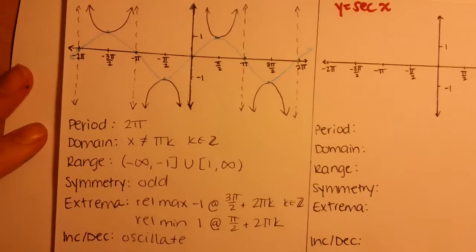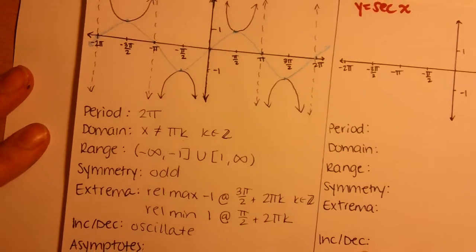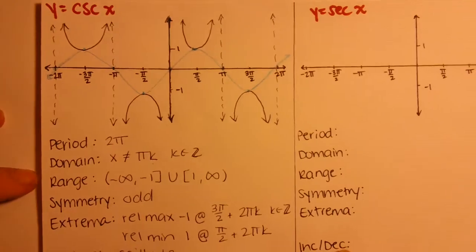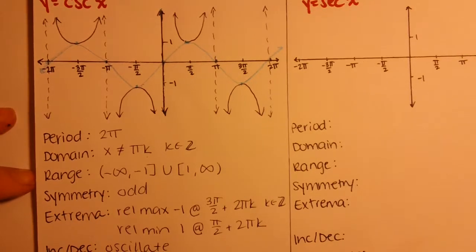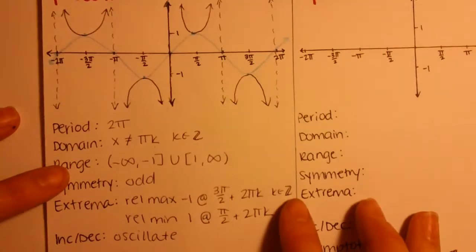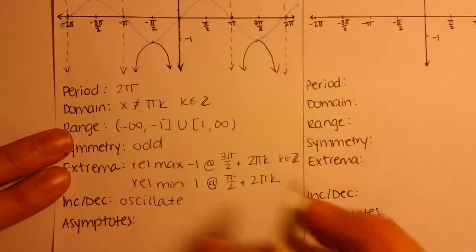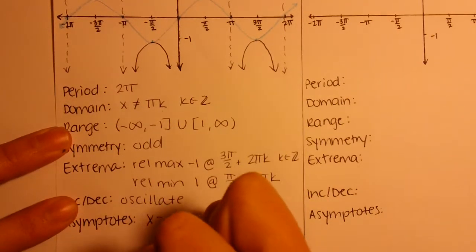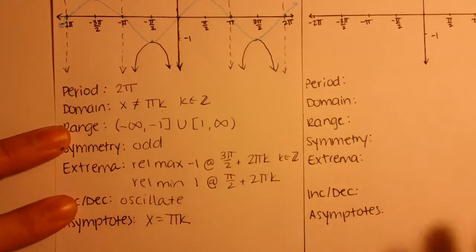And asymptotes, this one's going to be a little different than our sine. We have asymptotes where our domain does not exist. So we can have all these points. So our asymptotes are going to be where x equals pi times k.